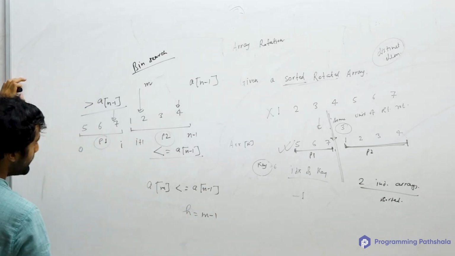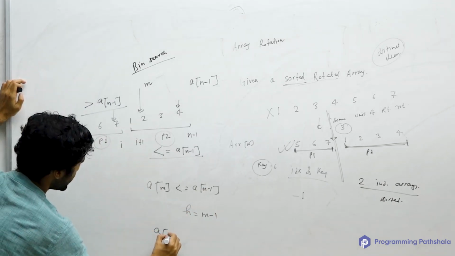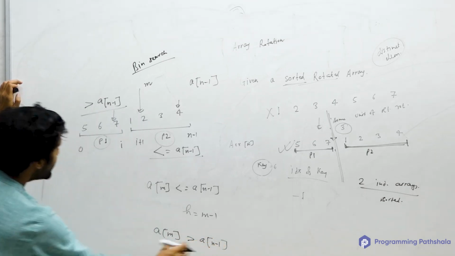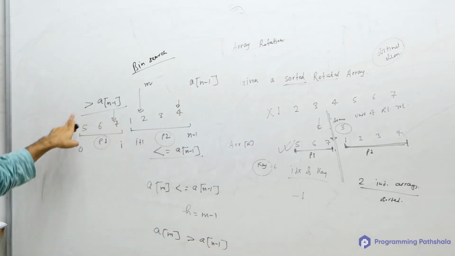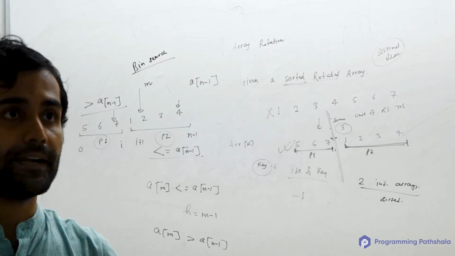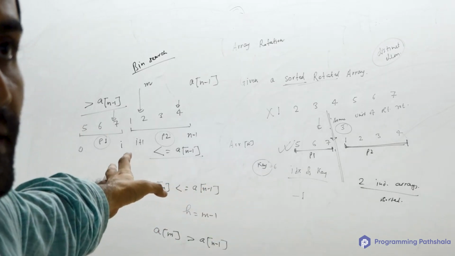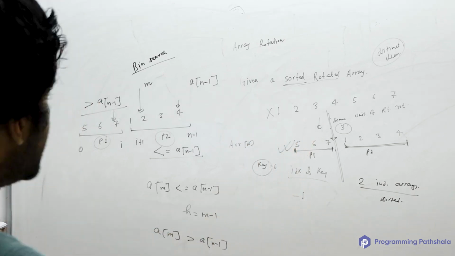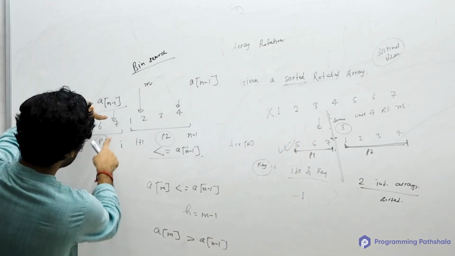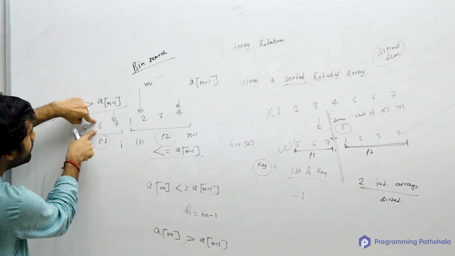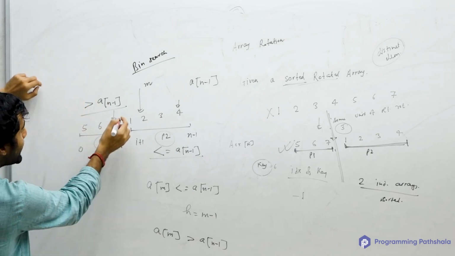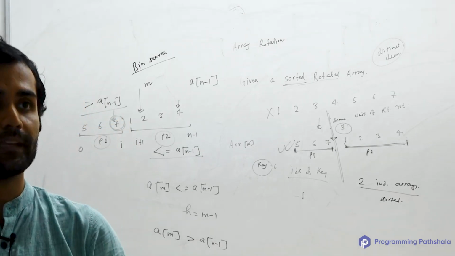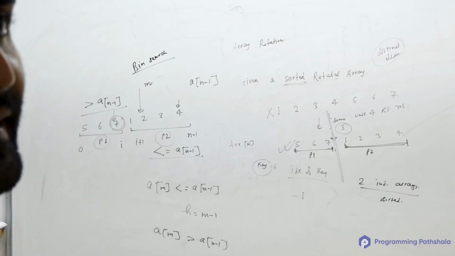But if the condition is opposite, if A[m] is greater than A[n-1], what does it mean? Does it mean you are in the first part? It means you are in the first part, right? But now there can be two cases. Either you are at the answer or you are before the answer. Can you detect whether you are at the answer or before the answer? I believe it should be very easy, right?